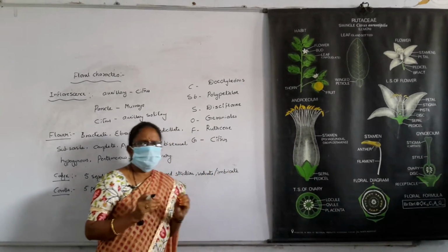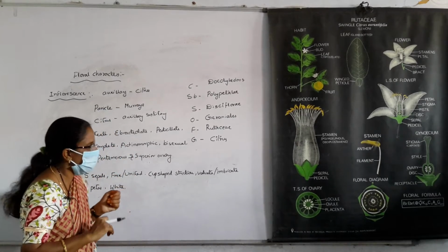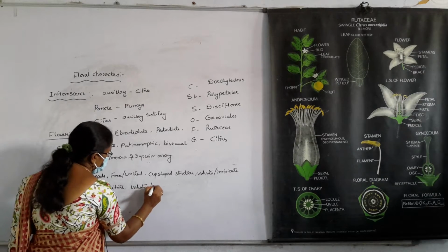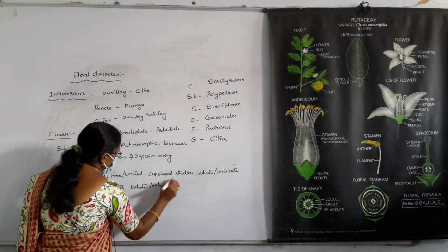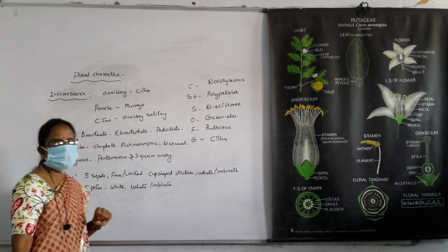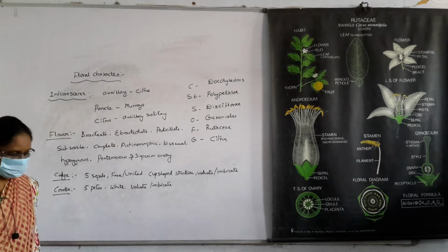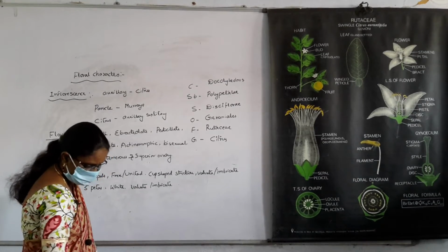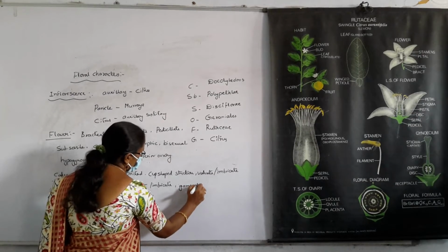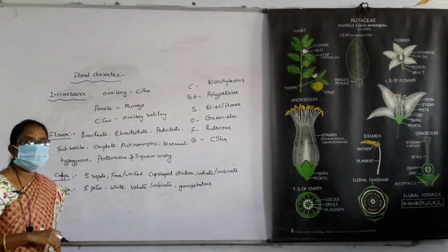The petals also have glands, and the estivation is valvate or imbricate. Normally the fused petals are called gamopetalous. Gamopetalous means the fused petals.